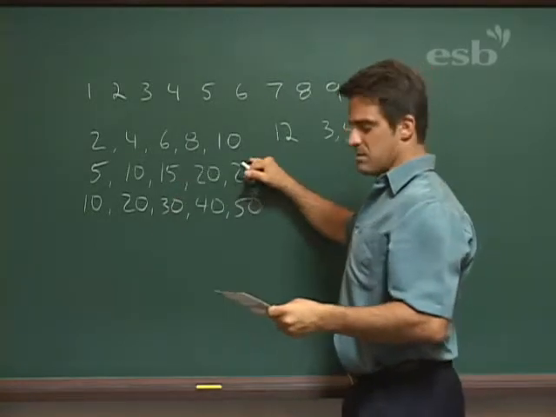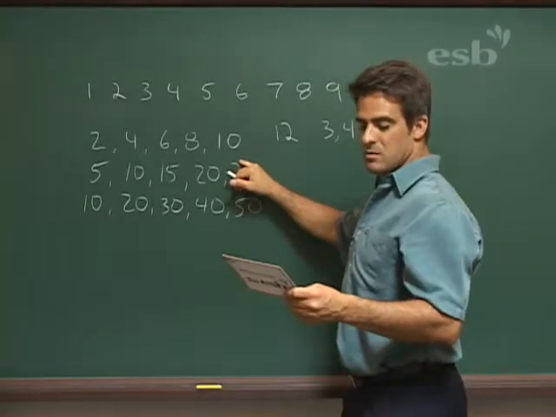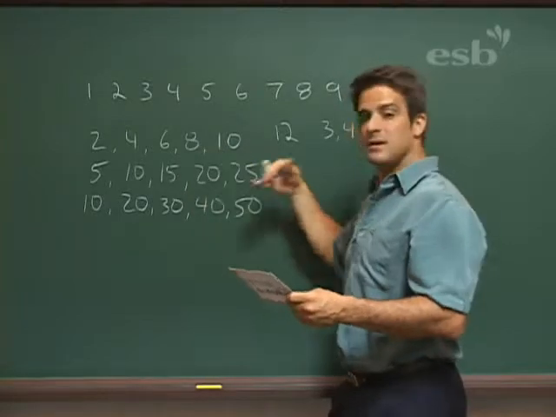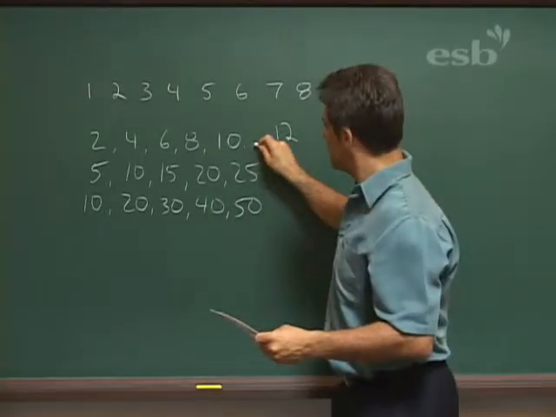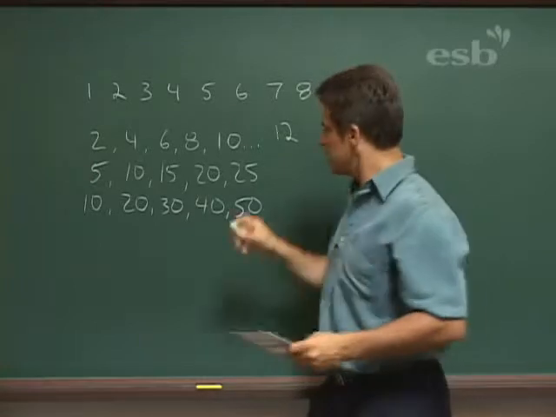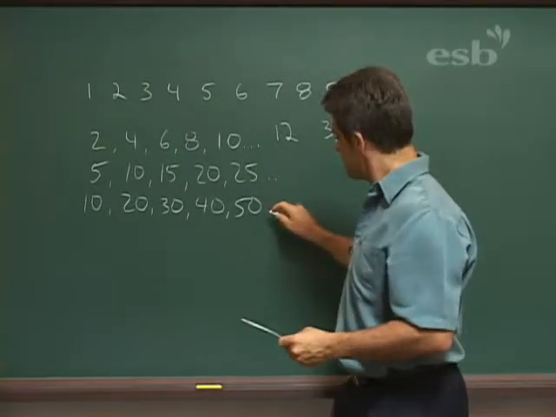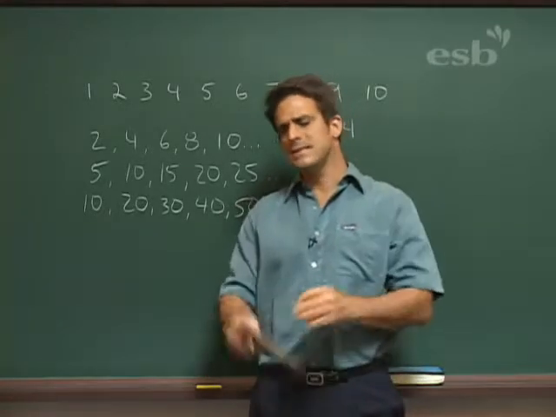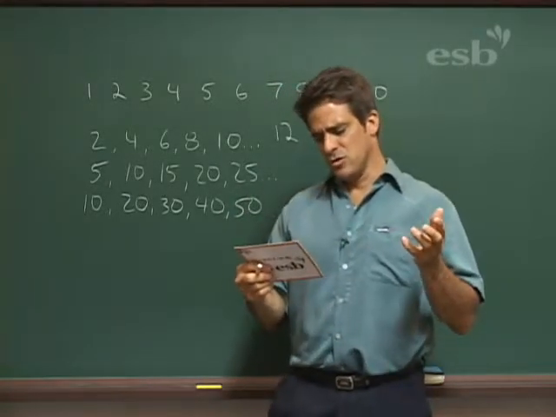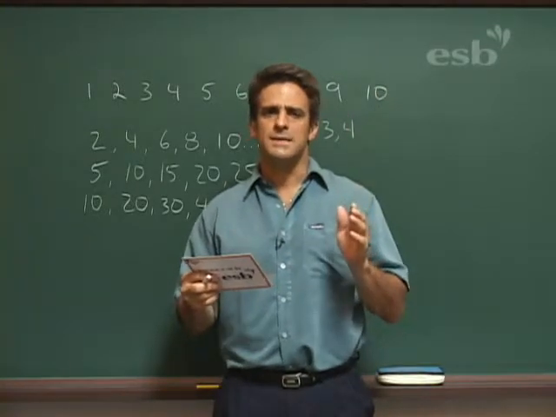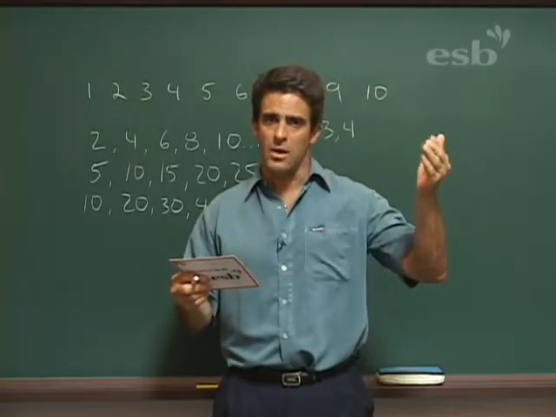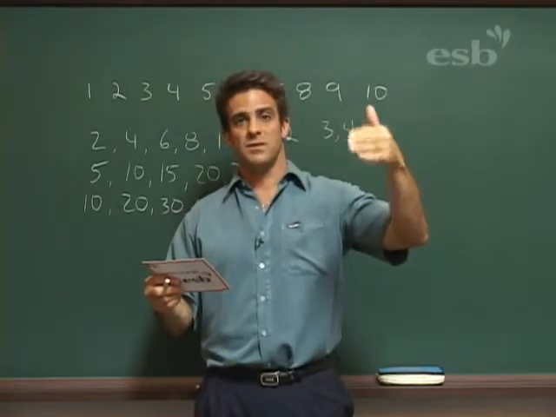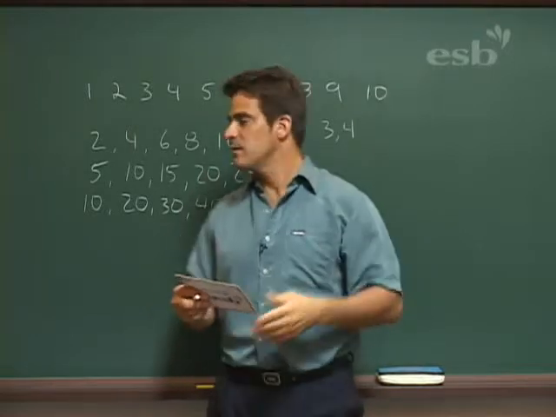Here we see again the multiples of 2. Multiples of 2 are 2, 4, 6, 8, 10, and so on. Dot, dot, dot. What does "and so on" mean? Listen again. Multiples of 2 are 2, 4, 6, 8, 10, and so on. That means it continues. 12, 14, 16, and so on.